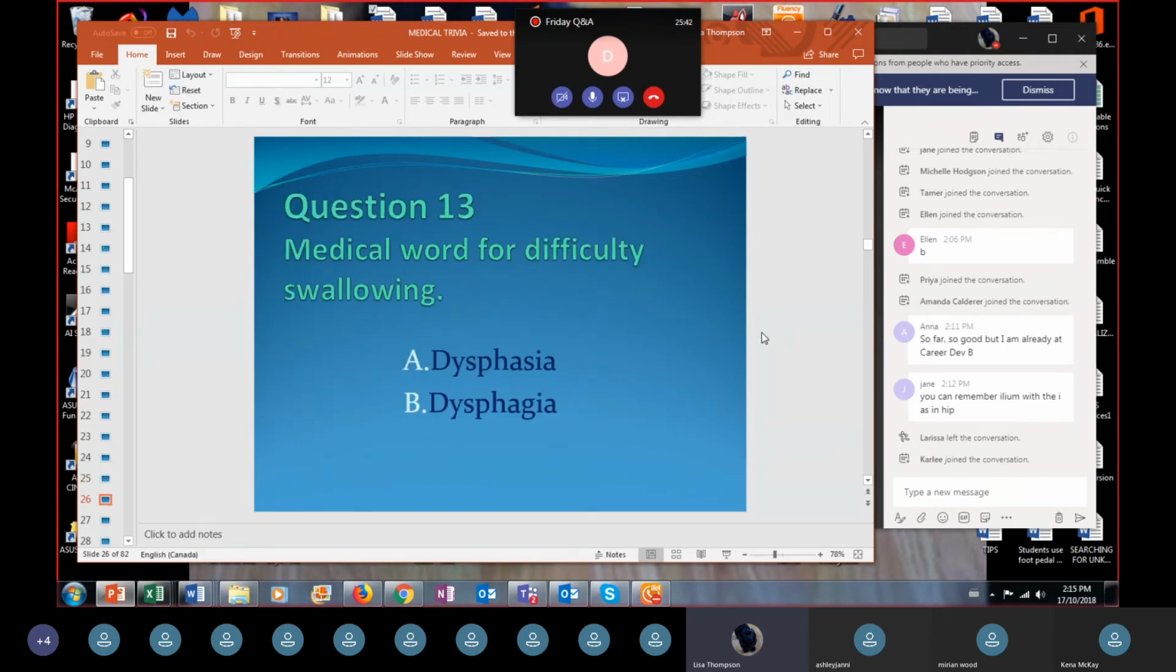Question 13. Medical word for difficulty swallowing. Is it A, dysphasia, D-Y-S-P-H-A-S-I-A, or B, dysphagia, D-Y-S-P-H-A-G-I-A? And again, when it comes to these kinds of sound-alike words, you'll find information on sound-alikes in Appendix C in your book of style.